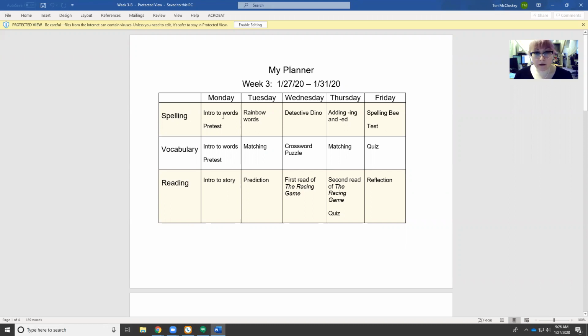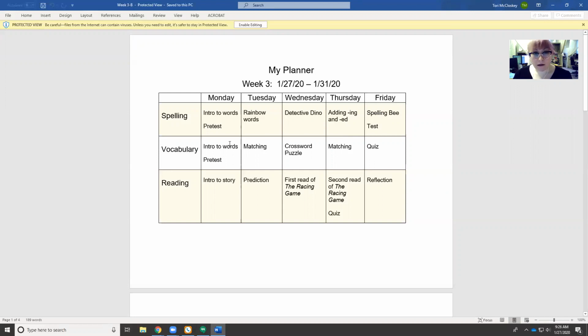Spelling today, you have intro to your words, and there is a pretest, which I'll talk about more in a minute. Later on in the week for Tuesday, rainbow words. Then Wednesday, detective dino. Thursday, adding ing and ed. And Friday, the spelling bee activity and your test.